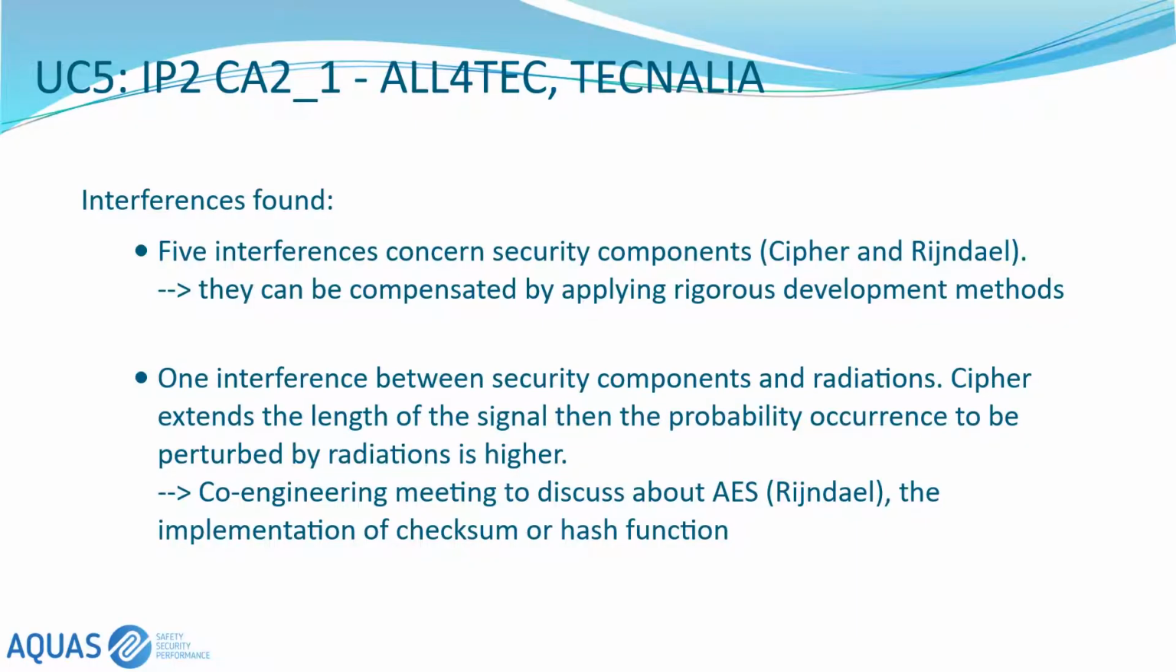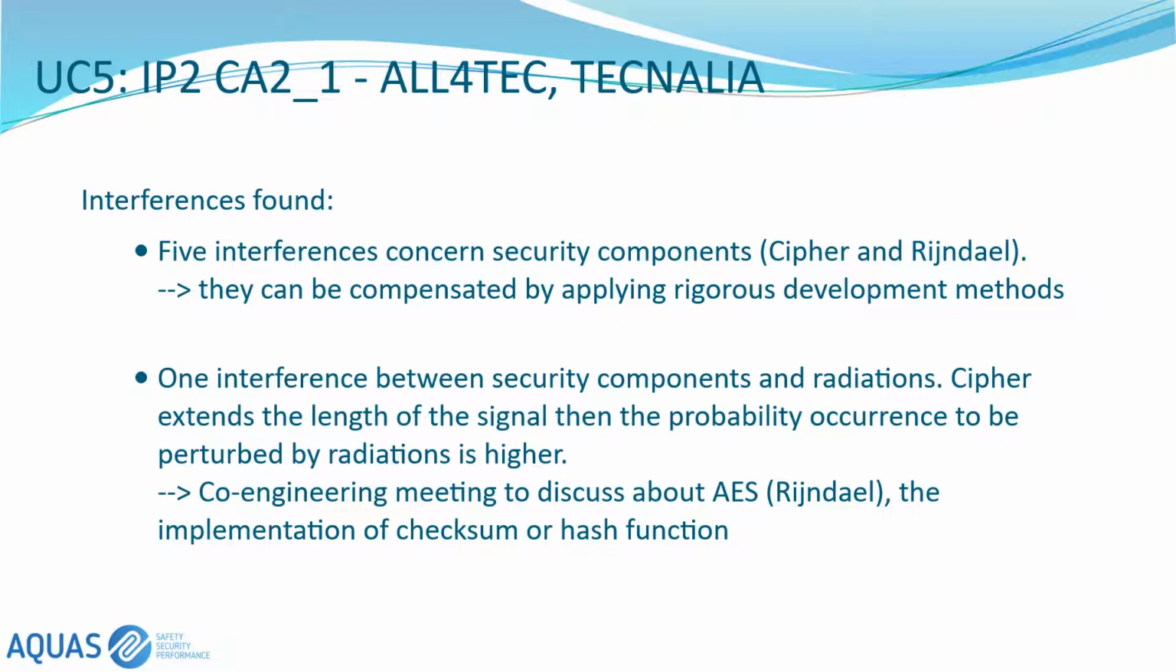To conclude, 5 detected interferences concern the security components because if they fail, they can lead to safety feared events. These can be compensated by applying a rigorous development method. One interference concerns the security components and the radiations.